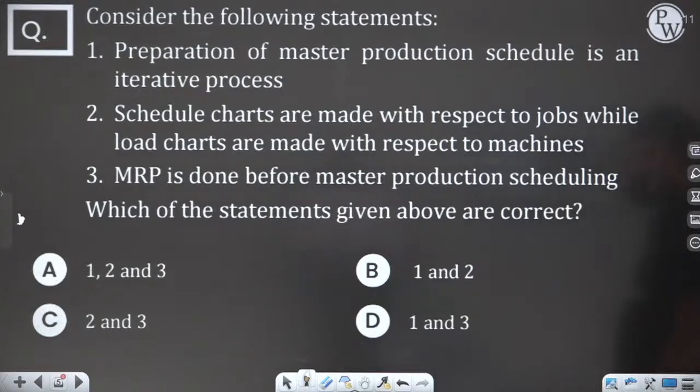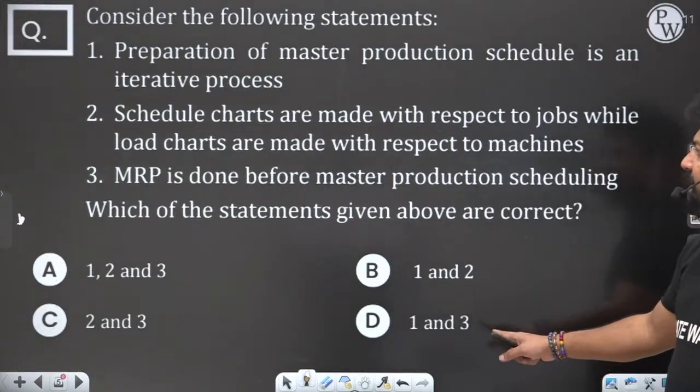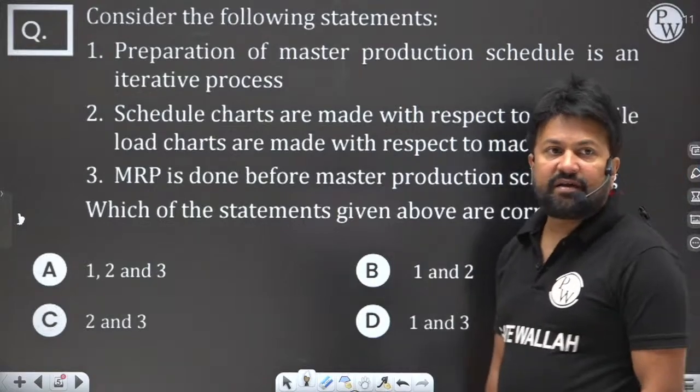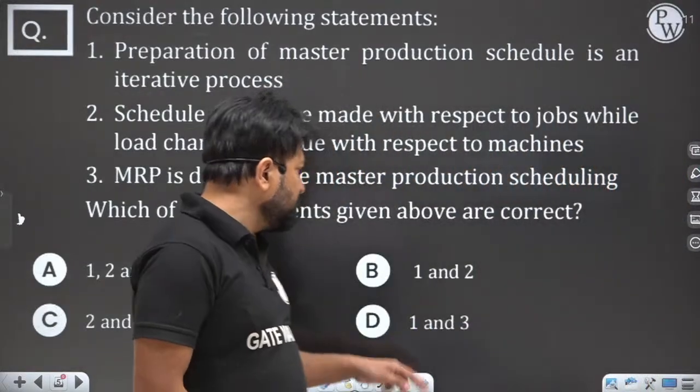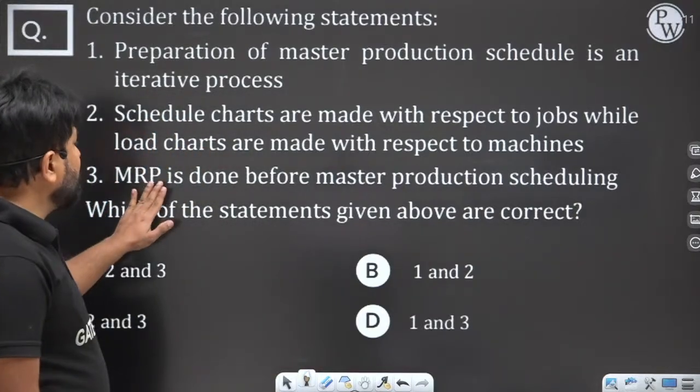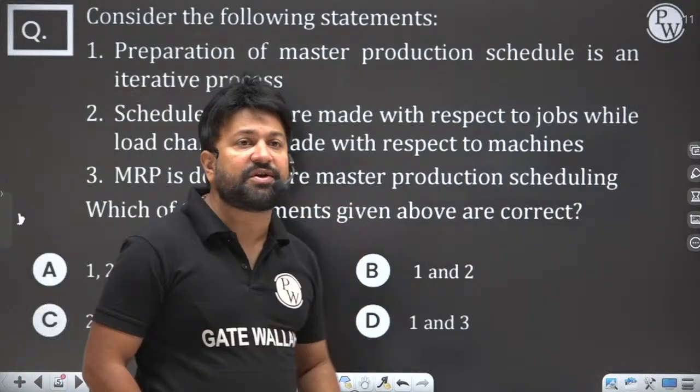My dear RJK, you are saying option D. It means MRP is done before the master production schedule. What do you mean to say? Material requirement planning is done before the master production schedule.